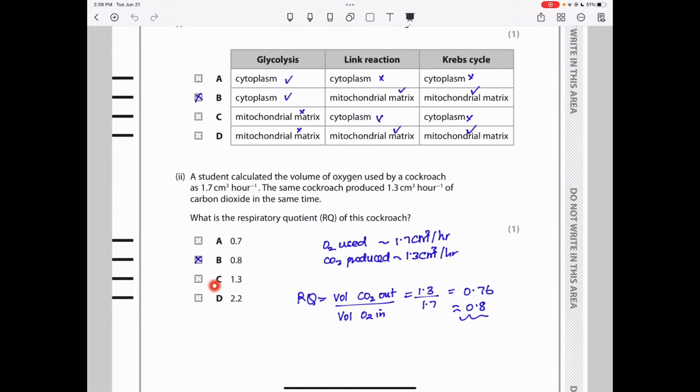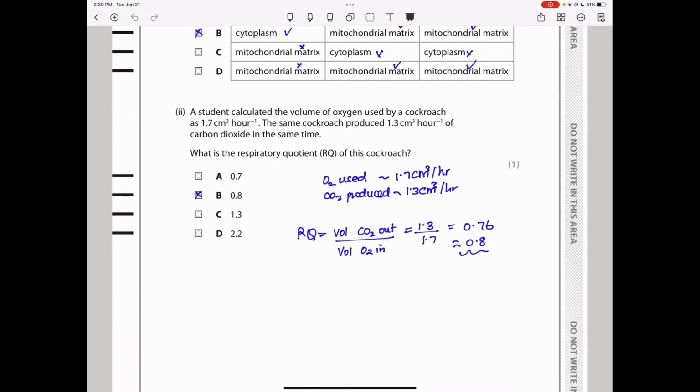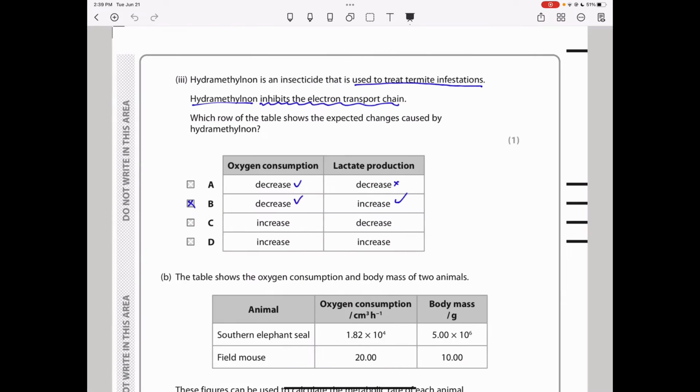Now when we look at these answers, 0.7 is not 0.76. You round off to the closest, so 0.76 is approximately 0.8, and therefore B is going to be the answer here. So I will continue to the next page.